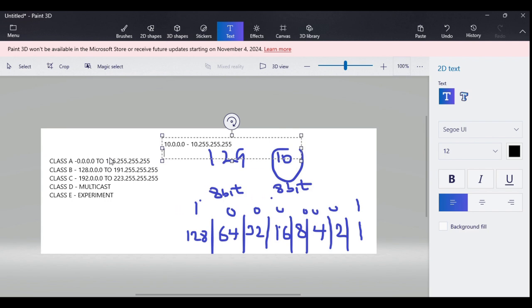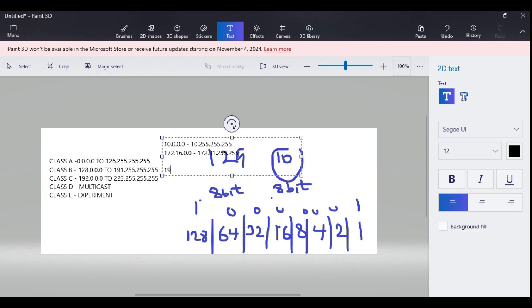In class B, for private IP addresses, we have 172.16.0.0 to 172.31.255.255. Every other IP address in class B that is not within this range is known as a public IP address.